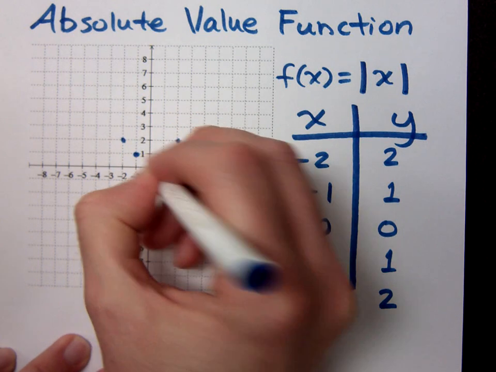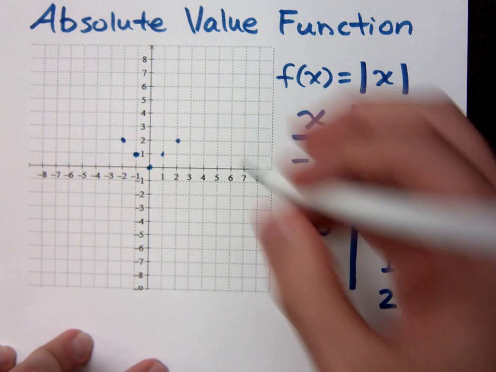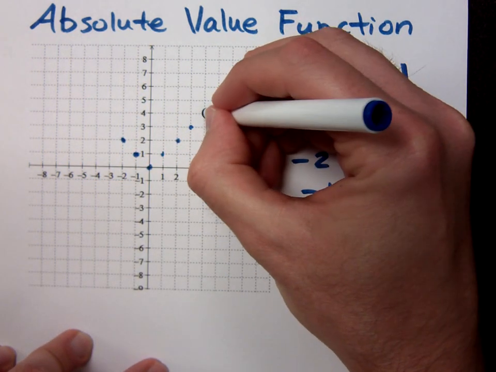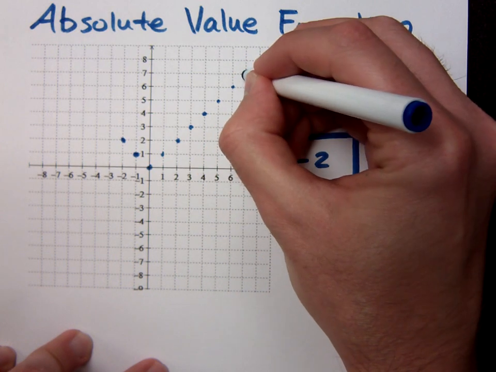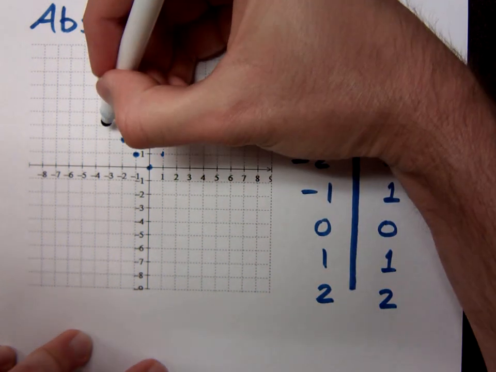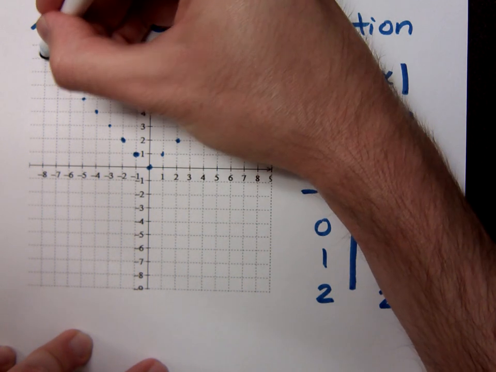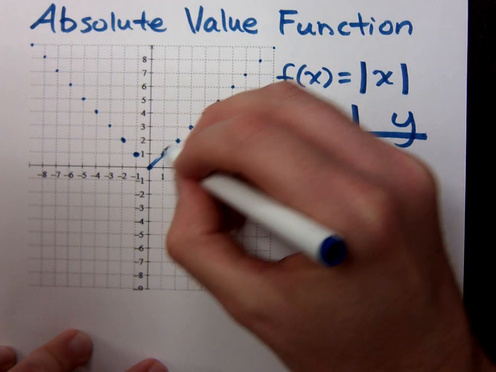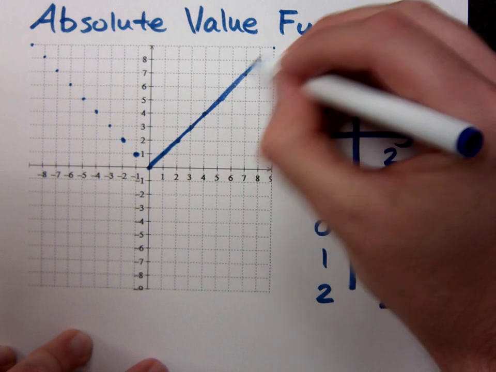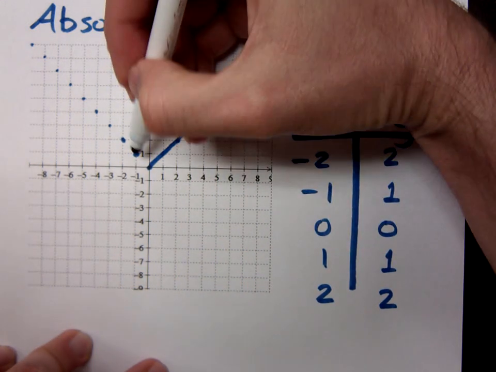You guys remember that nice V shape from before? You plug in 3, you get 3. You plug in 4, you get 4, and so on. See, I like to put points out as far as possible. That way, whenever I make my graph, I know that I have to go through these points. That helps me remain accurate.